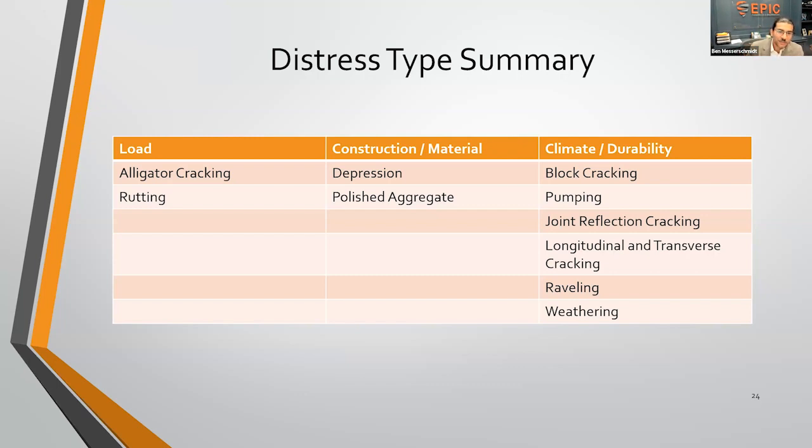Now, construction or material based is going to be your depression and your polished aggregate. Again, there are going to be different ways to take care of those items as well. And your climate durability based issues: your block cracking, your pumping effect, with the moisture coming in underneath, any joint reflection cracking based upon the asphalt pavement that you have over top, longitudinal and transverse cracking, your raveling, and your weathering.